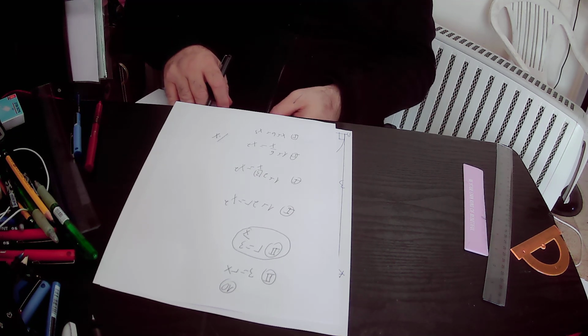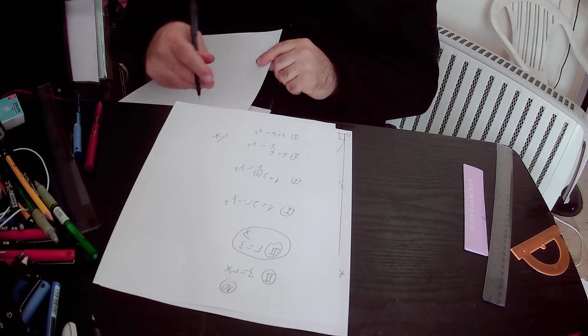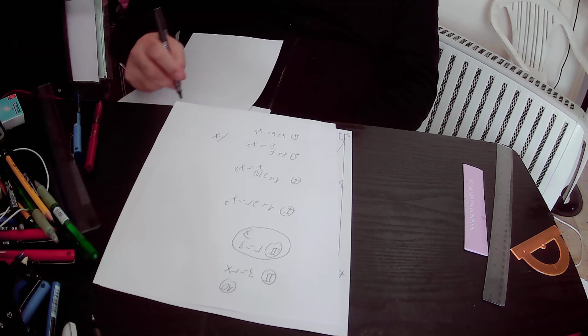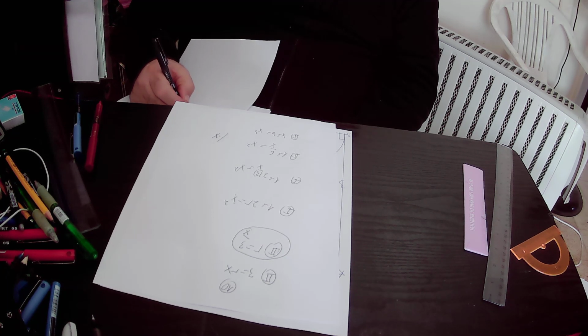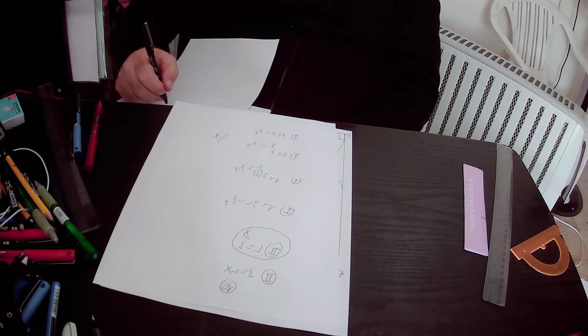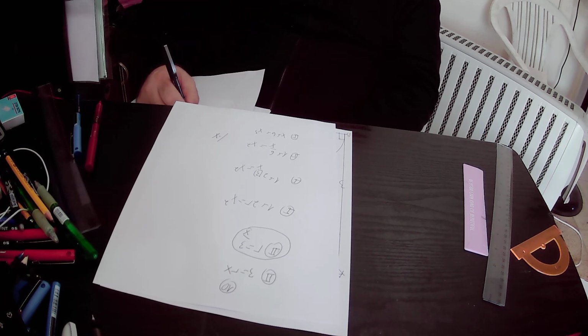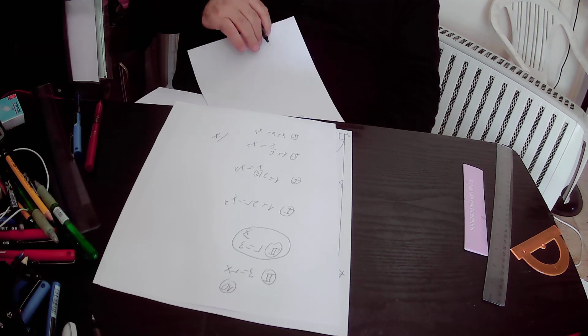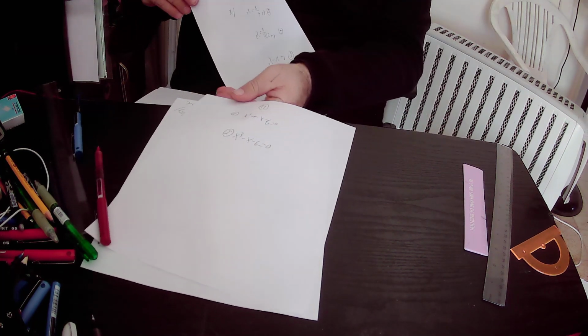Here we will subtract 6 and x from both sides, and we will get that x cubed minus x minus 6 equals 0. x cubed minus x minus 6 equals 0. So only x is missing.